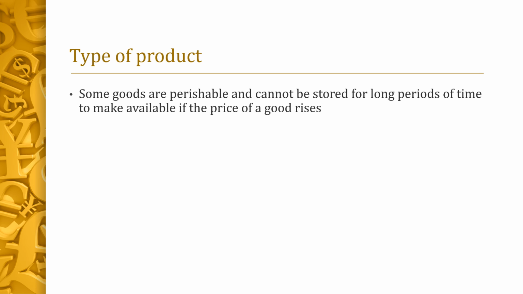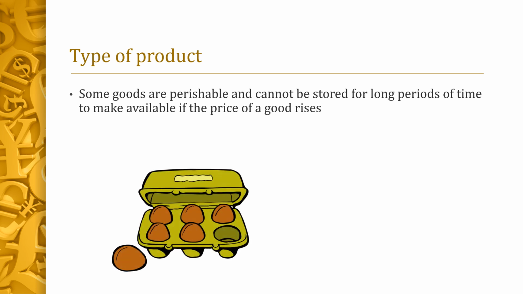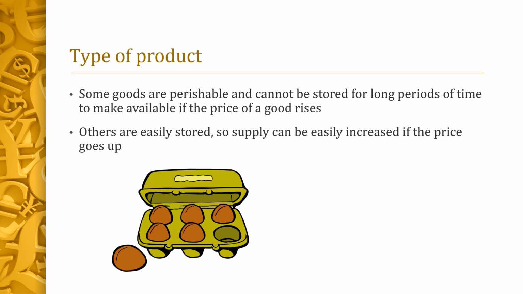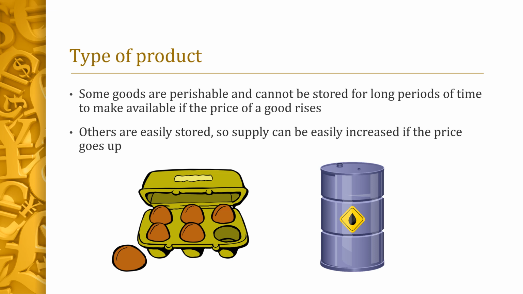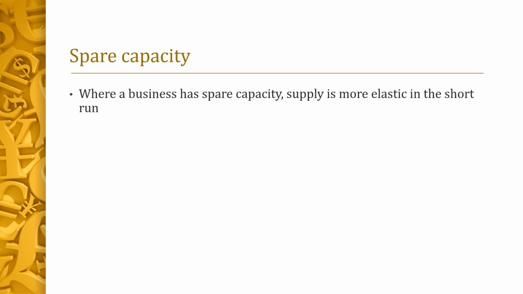Some goods are perishable and cannot be stored for long periods of time to make available if the price of a good rises. For instance, if we were to stockpile eggs, they would quickly go off and be of no use to anyone. Other goods are easily stored, so supply can be easily increased if the price goes up. The nations that control the world's oil keep large stockpiles of oil that they can release if the price goes up. Where a business has spare capacity, supply is more elastic in the short run.